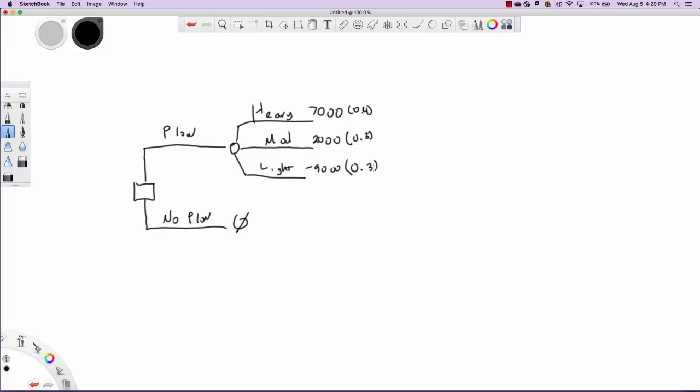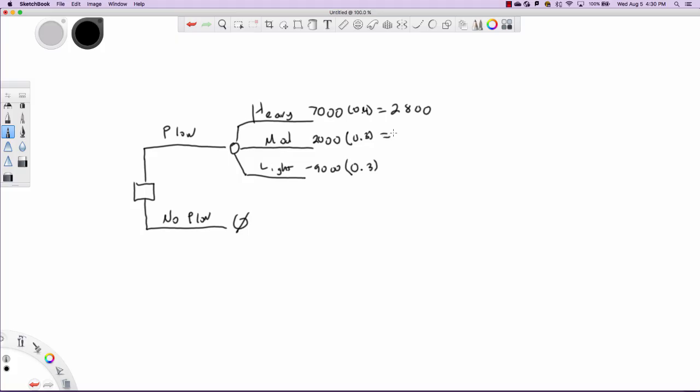Now we've gone left to right. Now I want to go right to left and see which decision is better, to buy a plow or to not buy a plow. So what we're going to do is calculate the expected values here. Right? So 7,000 times 0.4, we get 2,800 there. So if there is heavy snowfall, there's an expected value of $2,800.